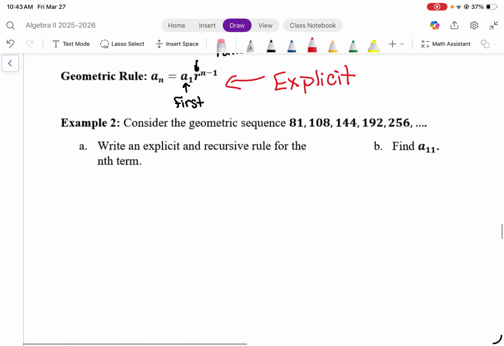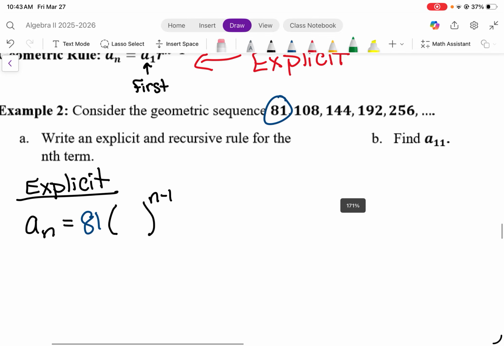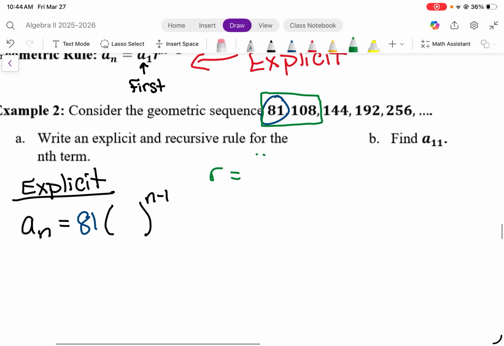So for my explicit rule, I'm going to start it. I know it's going to start with a sub n equals, and then a sub 1 is my first term. And if I look, my first term is 81. And then I'm going to multiply it by r, and that's raised to the power of n minus 1. So I just need to figure out what my r value is. So to find r, you are going to take two terms that are next to each other, and you are going to set them up as a fraction. And you want the second term over the previous term. So I'm going to take 108 over 81.